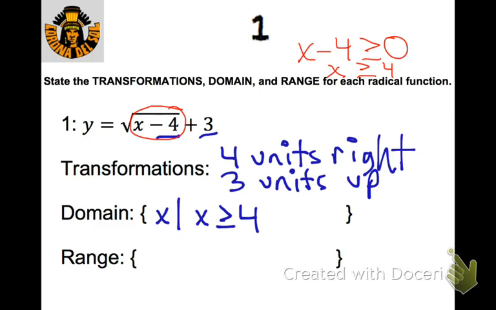The range is normally y is greater than or equal to 0, but because we are shifted up 3 units, it's now going to be y values such that y is greater than or equal to 3. So use this number here as a starting point for the range. It could be greater than or equal to that number or less than or equal to that number, depending on if it's reflected, if there's a little negative sign in front.